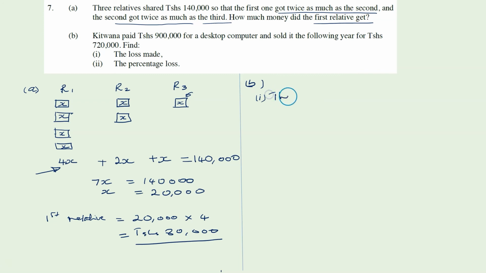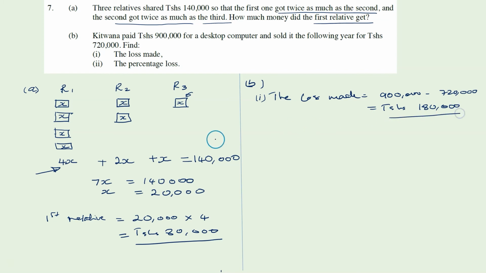So literally the loss made is going to be equal to 900,000 take away 720,000. So the loss made is Tanzanian shillings 180,000. So that's the loss made.